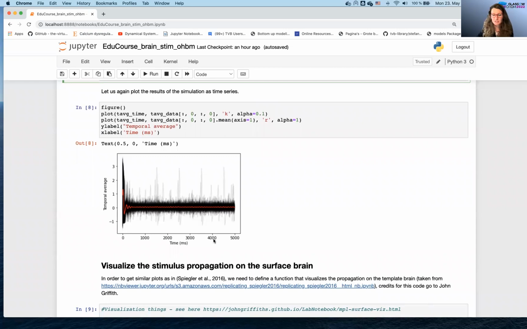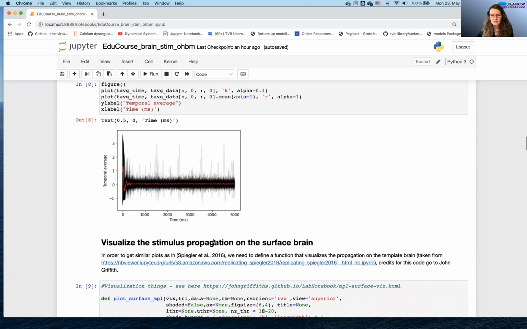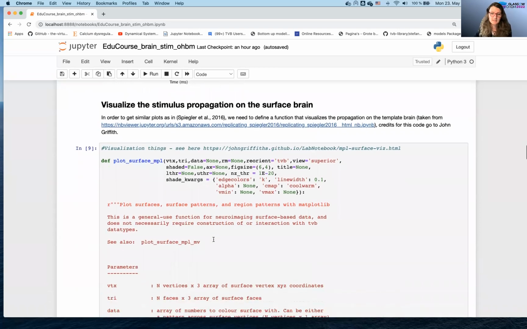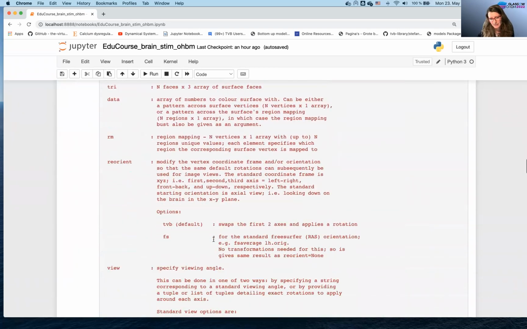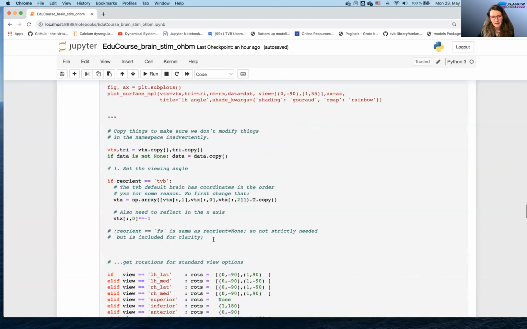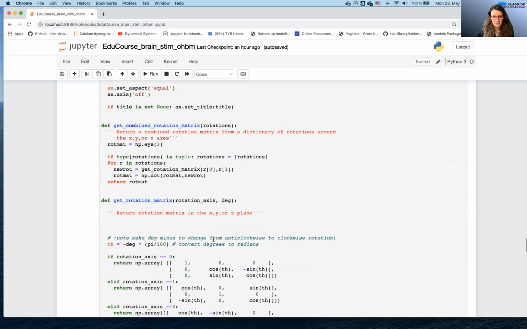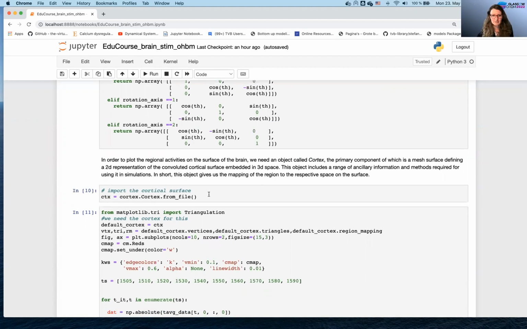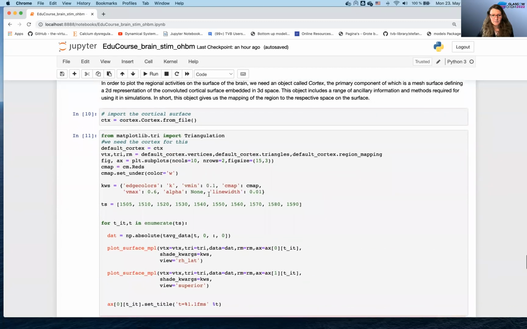We cannot see which region does what and how the stimulus exactly propagates. So let's visualize it. The credits of this code go to John Griffiths, and you just execute this. It basically defines a function for how to visualize our activity time series on the brain. We will need to import a cortical surface. That's basically just a mapping telling us, for every region, what the points are that I have to color on the surface. That already comes with TVB as well. And then we will plot it.